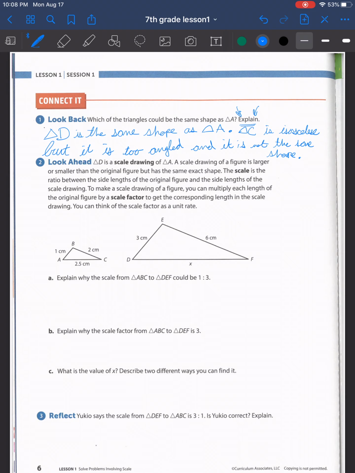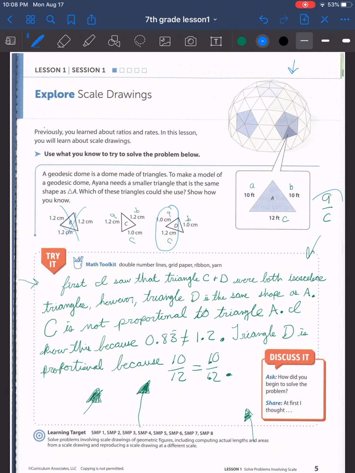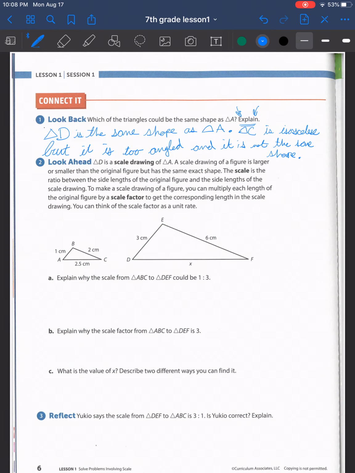All right, look ahead. Triangle D is a scale drawing of triangle A. A scale drawing of a figure is larger or smaller than the original figure, but it has the exact same shape. The scale is the ratio between the side lengths. Remember, we did that over here with our little fraction guy? Okay, so to make a scale drawing of a figure, you can multiply each length of the original figure by a scale factor. The scale factor is what you're multiplying the sides by to get there.